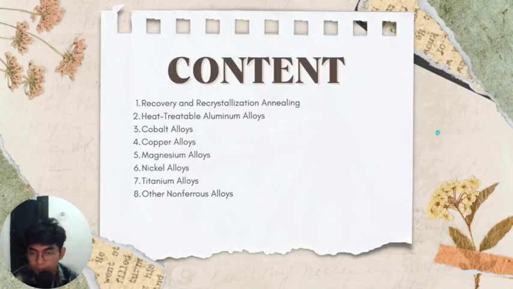Okay, here is the content I will explain in this presentation. The first one is recovery and recrystallization annealing. The second is heat treatable aluminum alloy. The third is cobalt alloy. The fourth is copper alloy. The fifth is magnesium alloy. The sixth is nickel alloy. The seventh is titanium alloy. The eighth is other non-ferrous alloy.